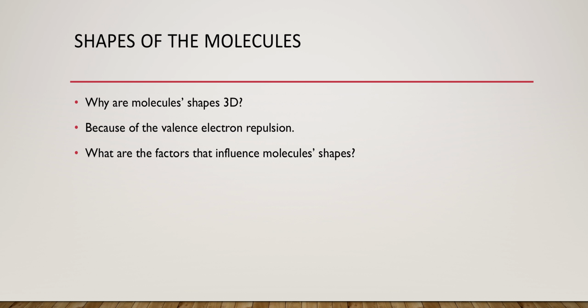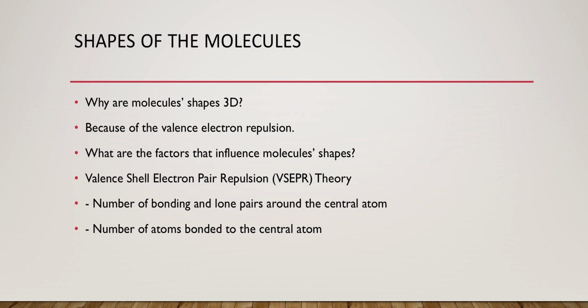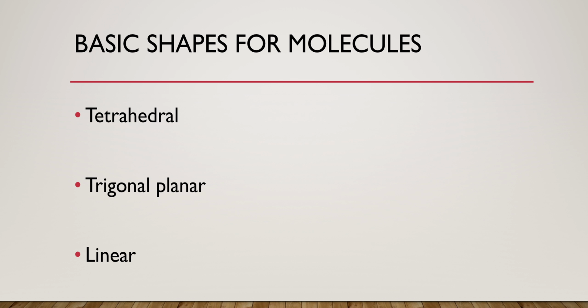What are the factors that influence molecule shapes? Well, the factors are the number of bonding and lone pairs around the central atom and the number of atoms bonded to the central atom. There are three basic shapes for molecules. One is tetrahedral, one is trigonal planar, one is linear.